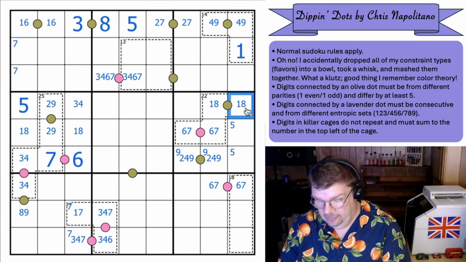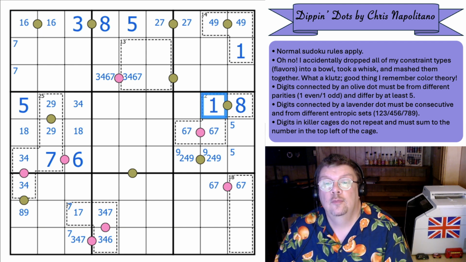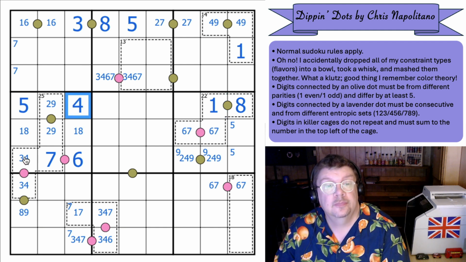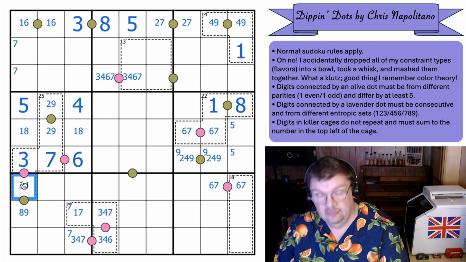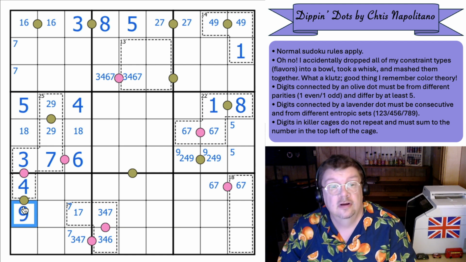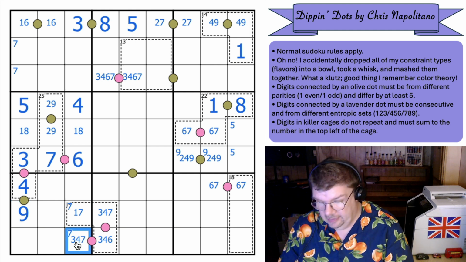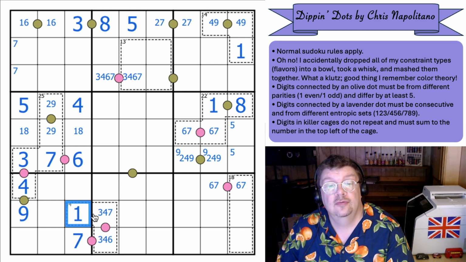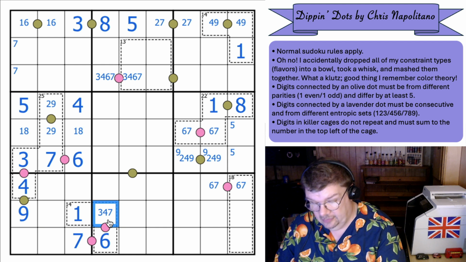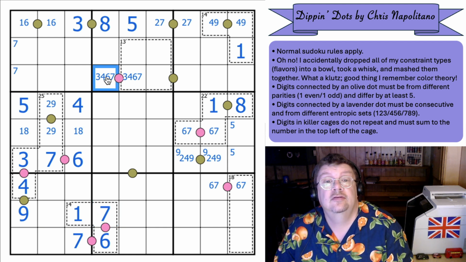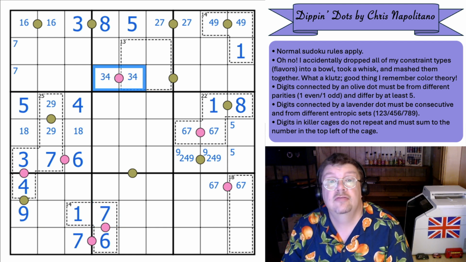This one is looking down at this 8. That gives me a 1 there. This 3 makes this a 4. That makes this 3 and this 4, and therefore this is 9. This 3 and 4 is looking down, making that a 7. So that's the 1. That's a 6. That's a 7. That 7, 6 makes this a 3, 4 pair.